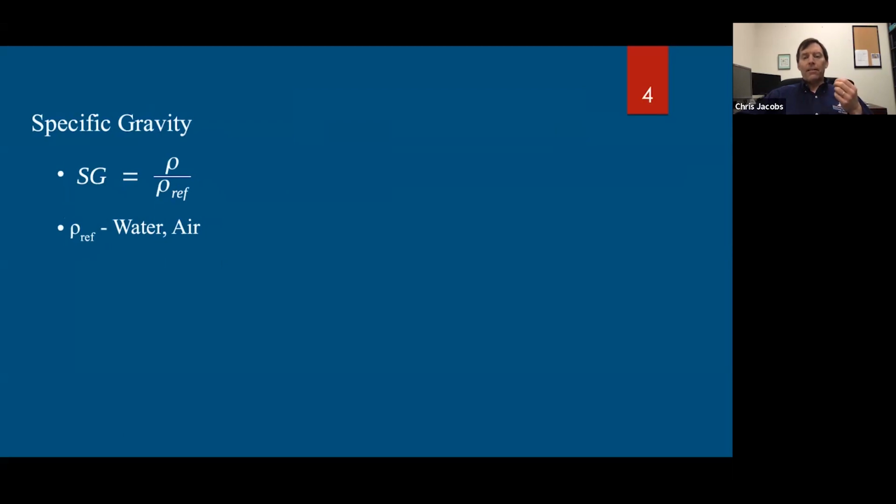Now, when we're talking about the specific gravity of a liquid or a solid, our reference material is water. However, when we want to measure the specific gravity of a gas, we use the reference material of air. In order to do this accurately, we have to have the air at a normal temperature and pressure, which is 20 degrees Celsius and 1 atmosphere.